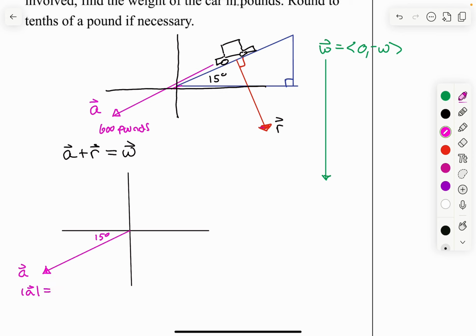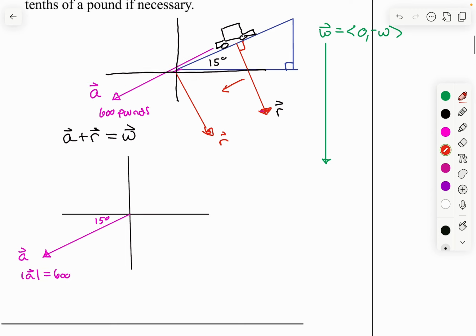And this is vector A, and its magnitude is 600 pounds. And then the ramp, which is here, I'm going to move it to be at the origin for a moment. That's going to look like that. Well, so it'll look like this.